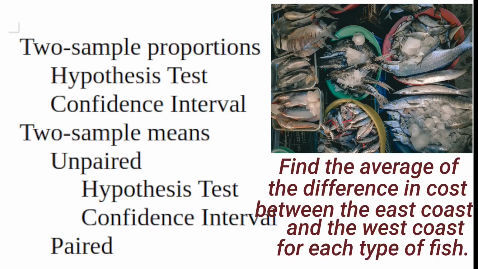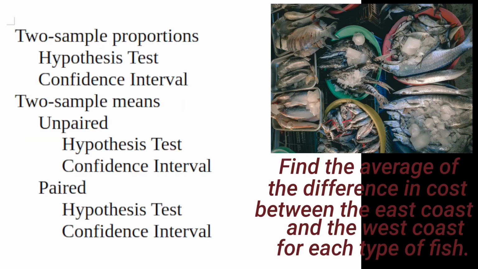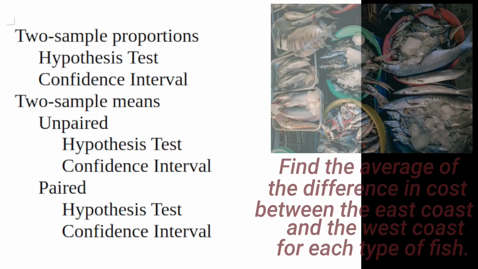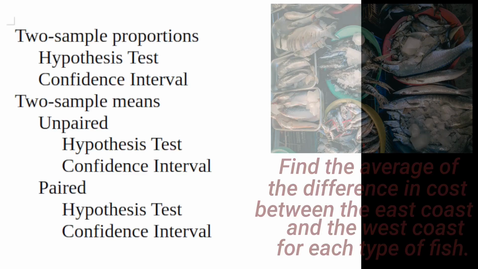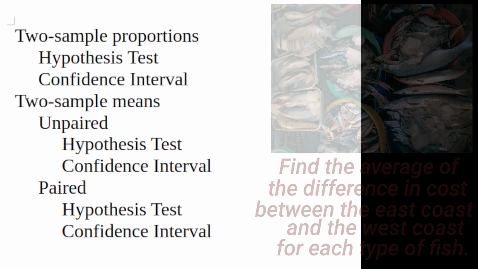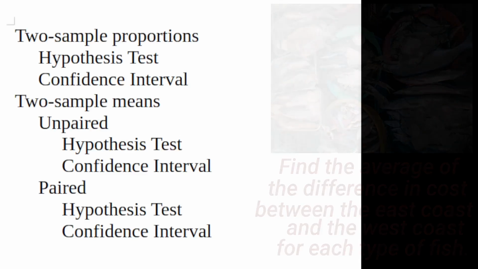They're paired. We're interested in that difference. Then we would compare the difference for each of the other types of fish that we're looking at, and then we'd look at the average of those differences. In this case, we'd be interested in a hypothesis test, asking the question, is the average of those differences less than 0, greater than 0, or not equal to 0? Or we could be looking for the confidence interval for that difference.